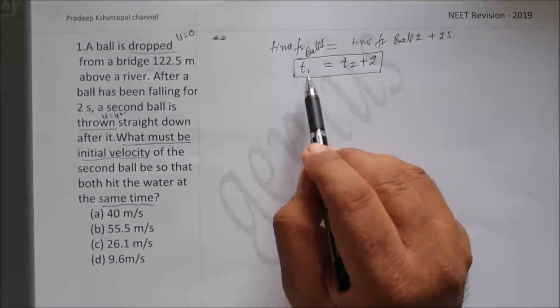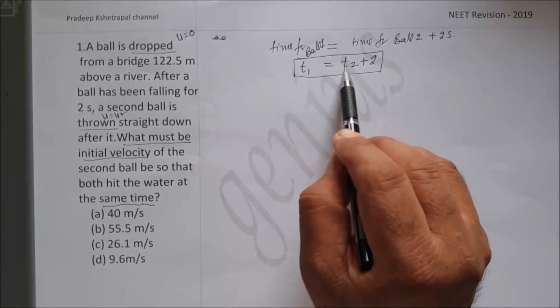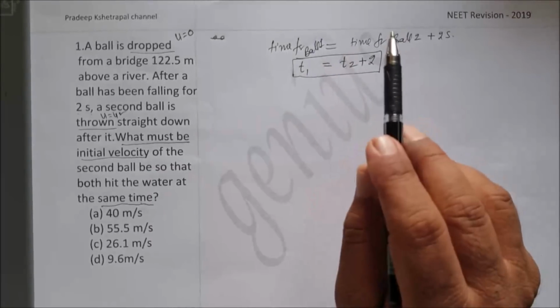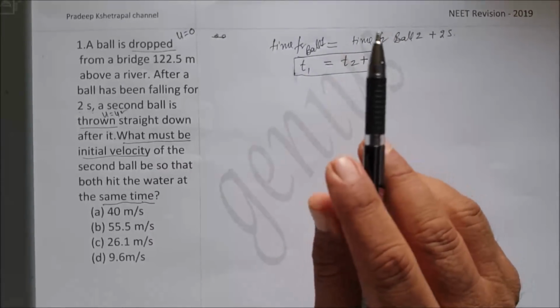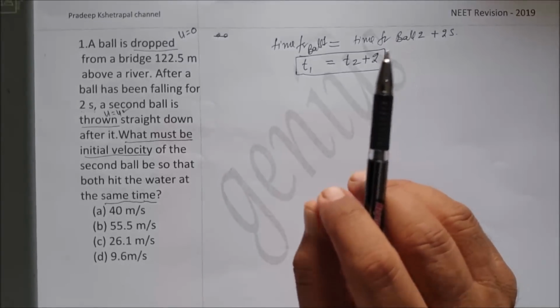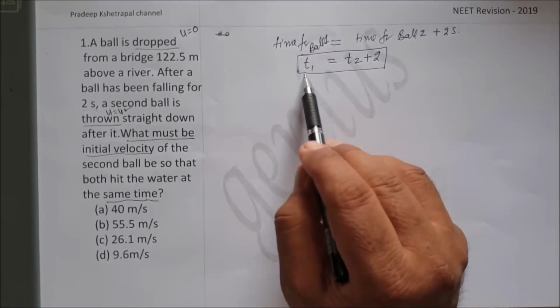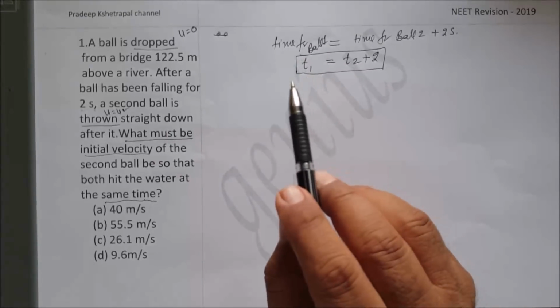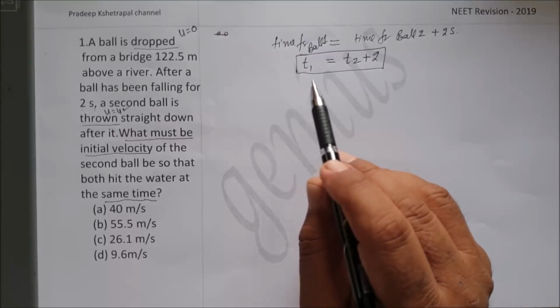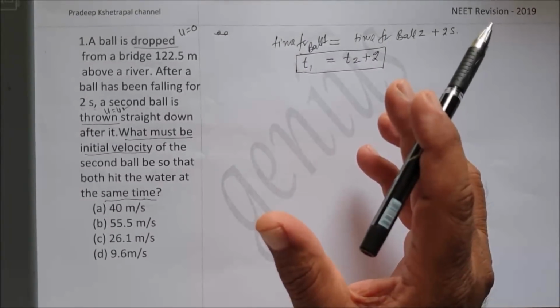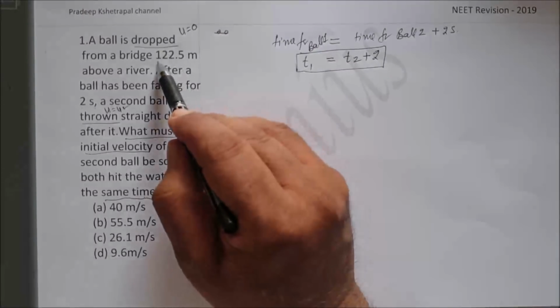So we must find the relation of initial velocity with time, because we have the equation of time. So let's find time in terms of initial velocity. Okay. So for the first ball, t1, how do we get the time in kinematic equations? v equals u plus at. Is it going to be used? No, because here height is given.